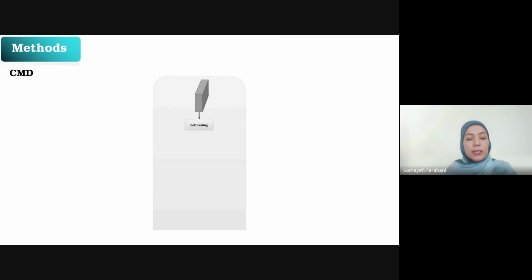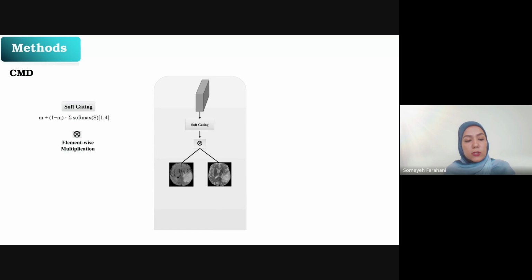So in the CMD module, we start with the tumor segmentation outputs from the SWIN-UNETR decoder. By applying softmax and summing the 3 segmented subregions, I mean the enhancing tumor, peritumoral edema, and necrotic tumor core, we create a whole tumor probability map. We then use this for soft gating of T2 and FLAIR volumes. This dims down everything outside the tumor and keeps or even amplifies signals inside the tumor region.